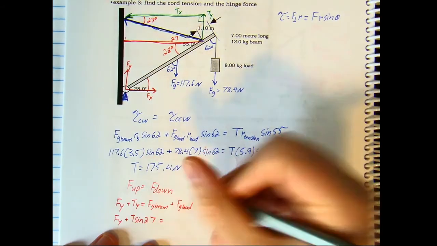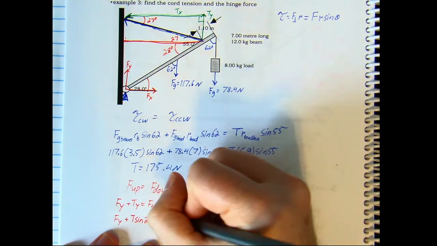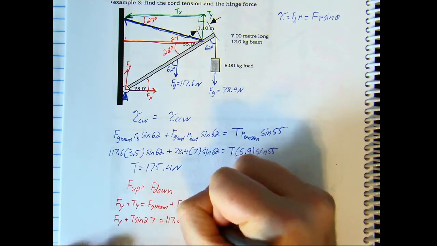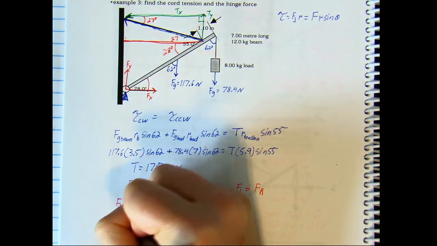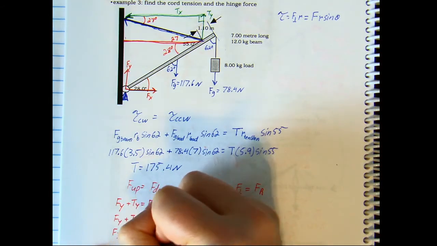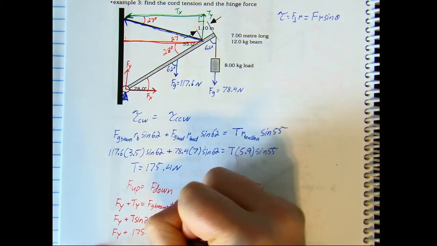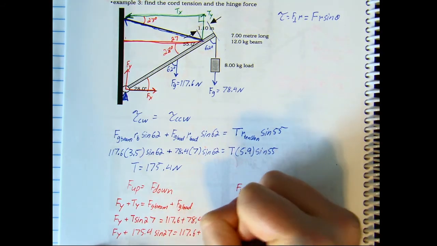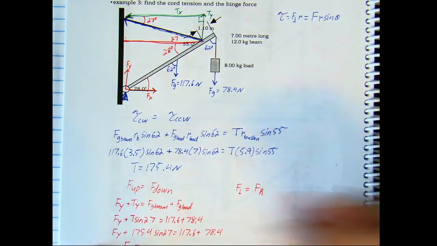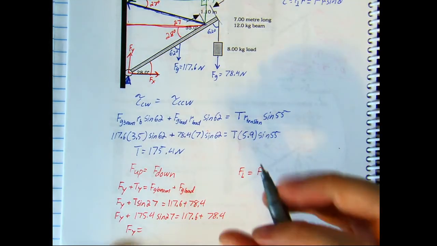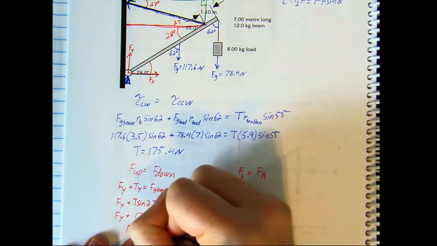And that's going to equal Fg beam plus Fg load, so 117.6 plus 78.4. So Fy plus, I found T before, so that's going to be 175.4 times sine of 27 equals 117.6 plus 78.4. It's going to give us an Fy acting from the hinge of 116.34.